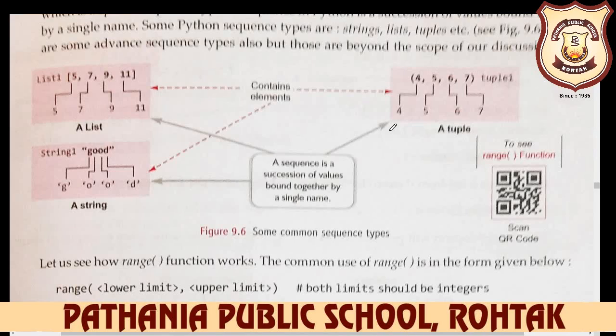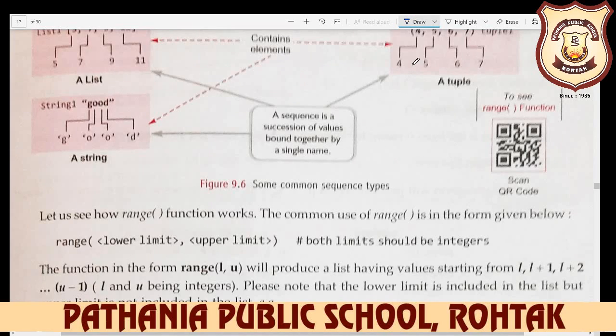So here you see, for example, you want to display the odd numbers 5, 7, 9, 11. You want to display the even numbers 2, 4, 6, 8. You want to display the word "good" in a string. If you want to display 0 to 10, if you want to display the table of 2, let us see how the range function works.